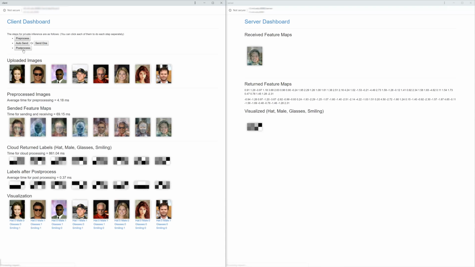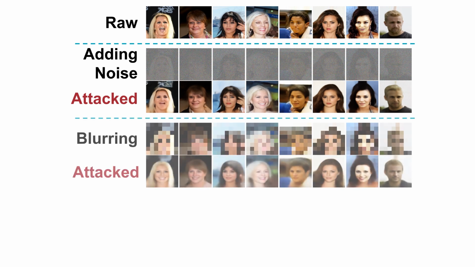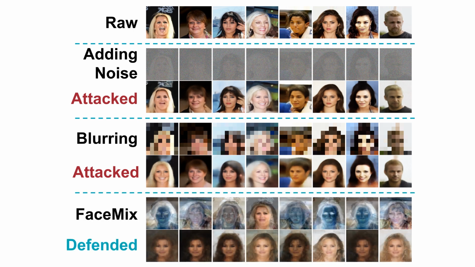We also designed a GAN-based attacking method to evaluate the effectiveness of each defending method. As we can observe in the figure, adding noise fails to hide many details and personal identifications. Blurring cannot remove some of the sensitive face attributes, such as race and hair color. On the contrary, our FaceMix successfully protects all private information. The attack model fails to reconstruct the faces from the encrypted inputs.